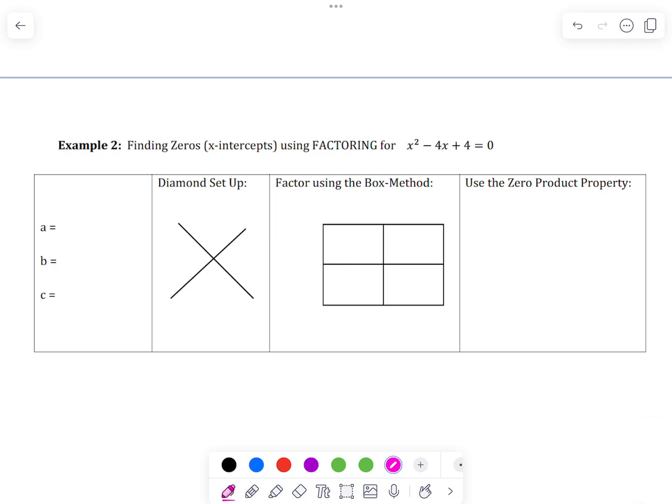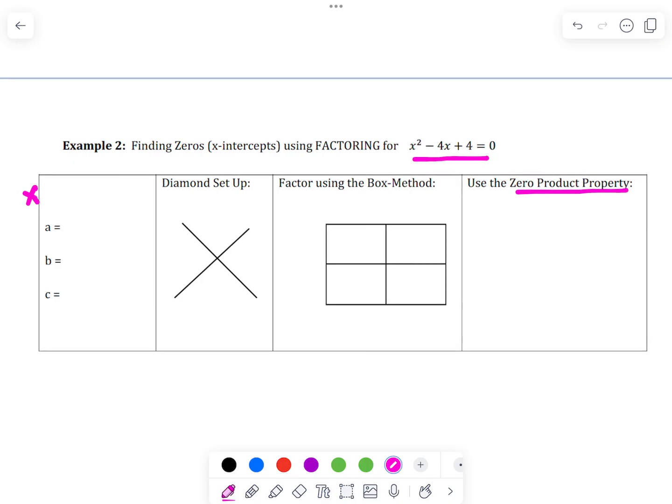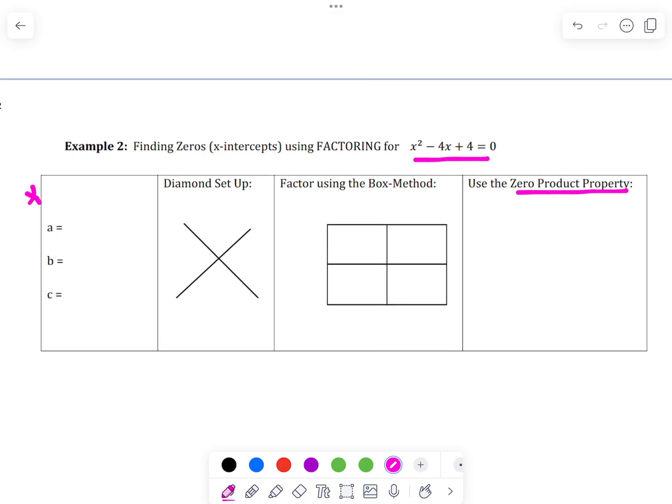So we identify the equation, because we're going to be doing the zero product property, so we're going to factor it. We identify the expression x squared minus 4x plus 4. So we identify the a, b, and c. The a is 1, the b is -4, and the c is +4.